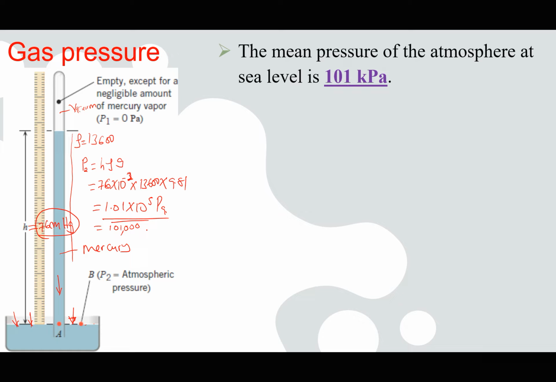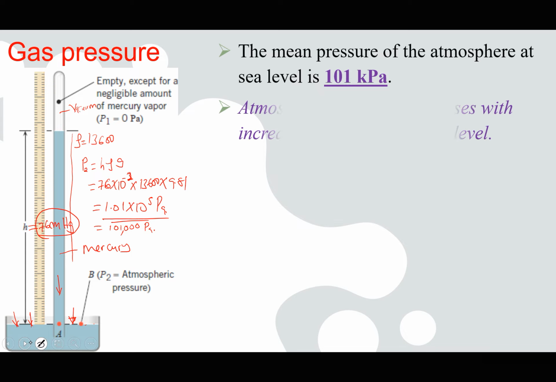101 kilopascals. I think that is true. So it is 101 kilopascals. That is the mean atmospheric pressure. Of course, there is a question in paper 1 or paper 2 sometimes which asks you to state some estimates.